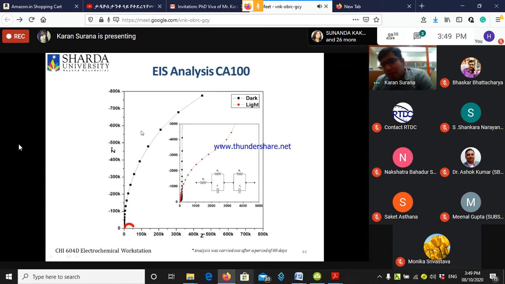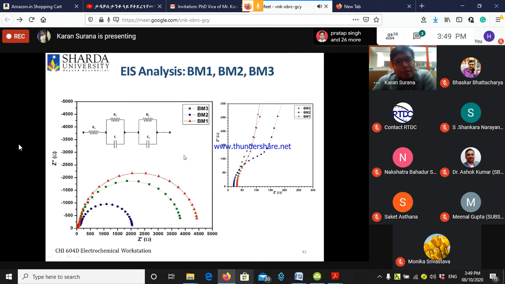Same was there for the core shell quantum dots. With dark and light, there was a considerable difference, but again the impedance values were high. So this impedance was taken after the 60-day period, and the impedance which the cell would give would be what we have here, but even then the impedance is higher than the ones which we obtained from liquid electrolytes. Next, impedance from the three cells, BM1, BM2 and BM3.